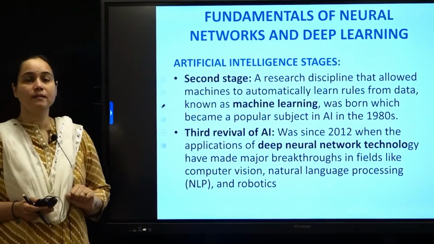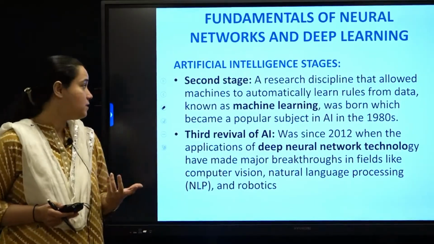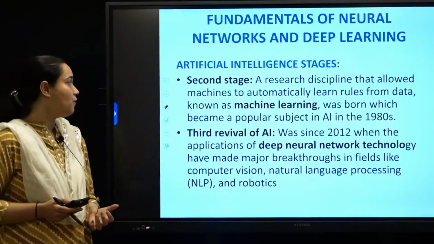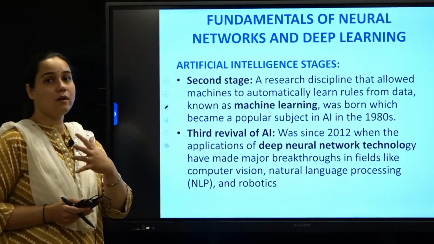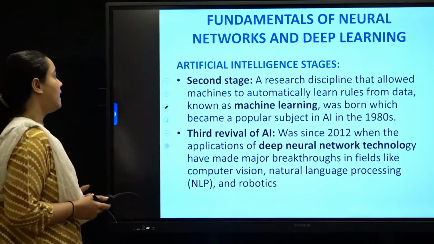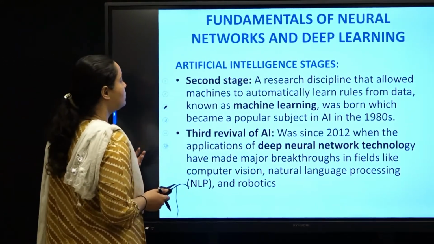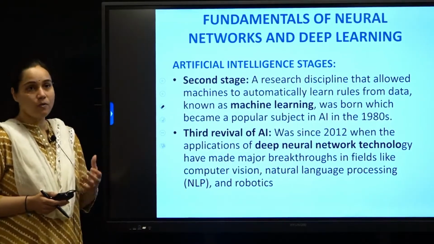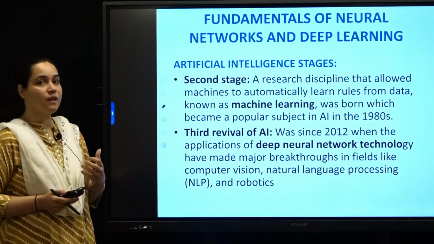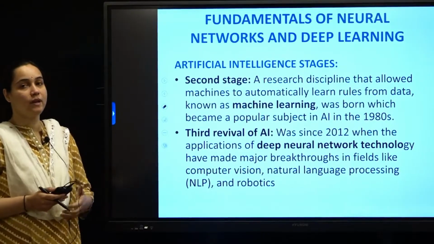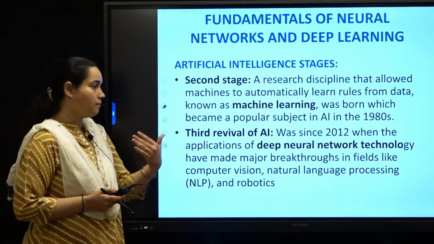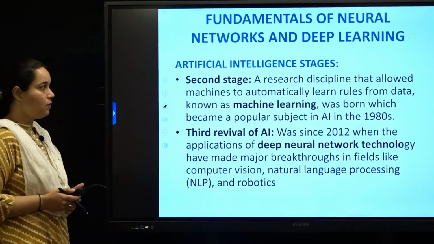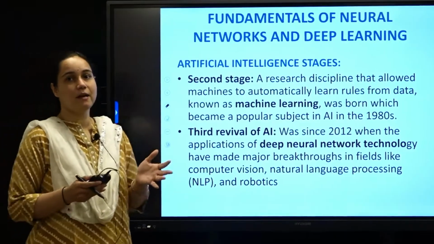Now the second stage of AI deals with what we call machine learning. The second stage of AI was born around the era of the 1980s, a research discipline that allowed machines to automatically learn the rules from the data available. This was called machine learning, and it was a very popular subject of AI in the 1980s.